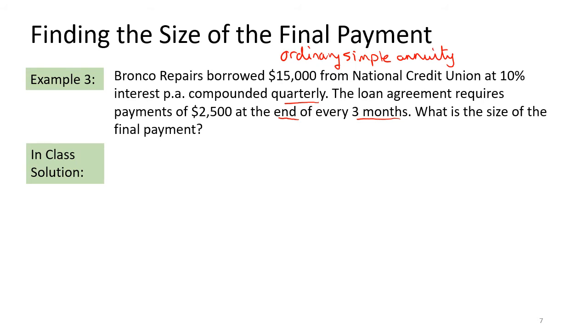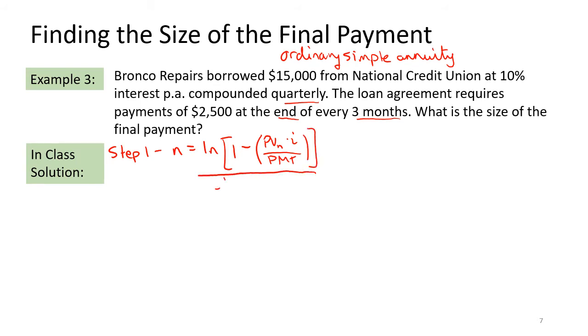So I'm going to start with step 1. Okay, and that's finding n. So in this case, it's a simple annuity. So you use the formula for n, which has ln of 1 minus the present value of a simple annuity, that's how you use subscript n, times the periodic interest rate divided by repayment. And that's divided by the negative ln of 1 plus the periodic interest rate.